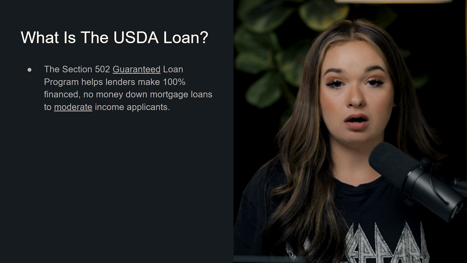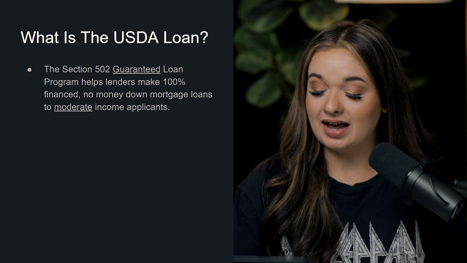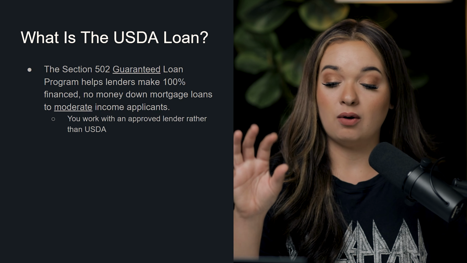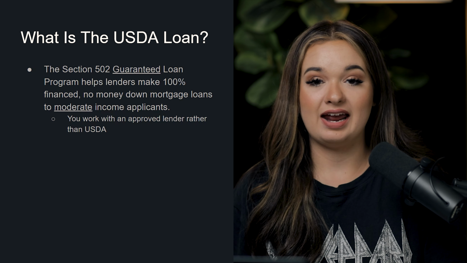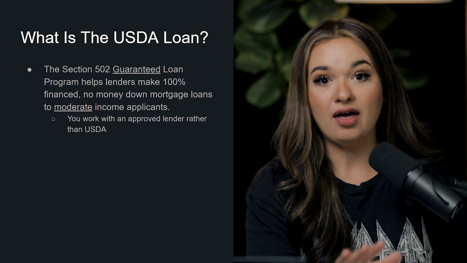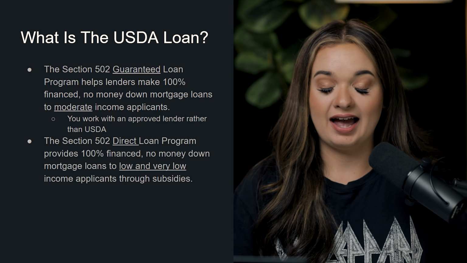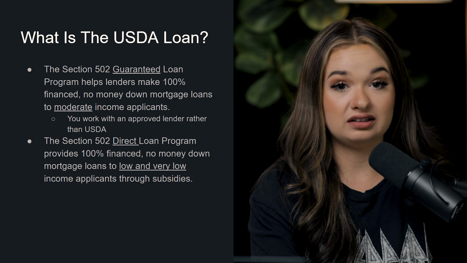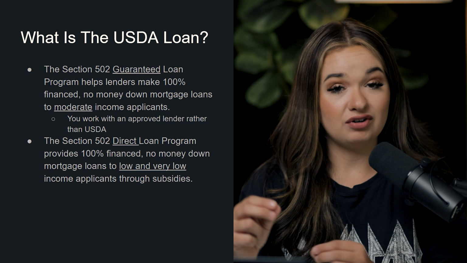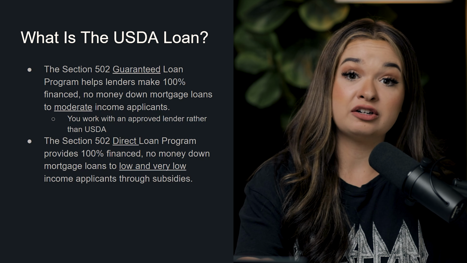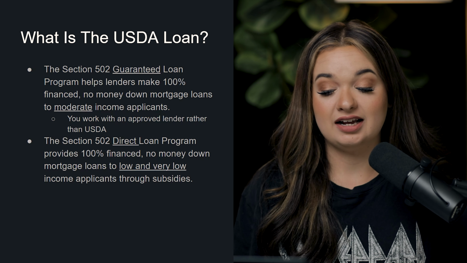Now, there's a reason that I've highlighted moderate income here, and that is because we also have a second program. For this guaranteed loan program, you work with an approved lender rather than USDA directly. For the second type of loan they have, which is the 502 Direct Loan Program, this is directly through USDA. And the difference between the two is that the direct program is geared specifically to low and very low income applicants.